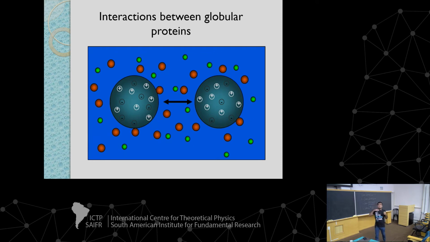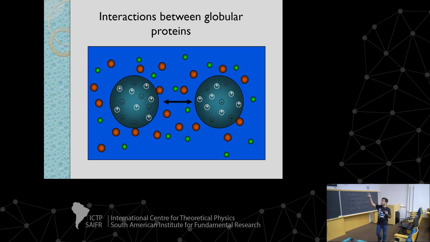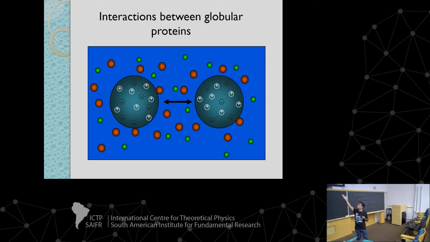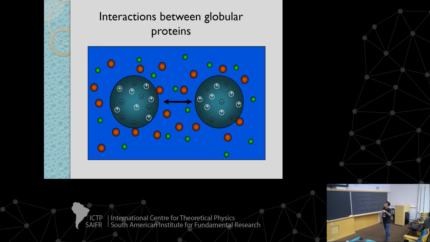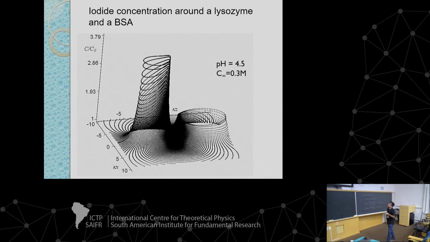And we can apply this for biological systems as well. For example, we can apply it for two globular proteins. Remember that we are considering a very simplified model, of course, because we are simplifying, saying that the globular protein is a sphere with its charge uniformly distributed around its surface. Okay, so for example, it can be two lysozymes interacting, or a lysozyme and a BSA, as I showed yesterday. And we get those kind of results.